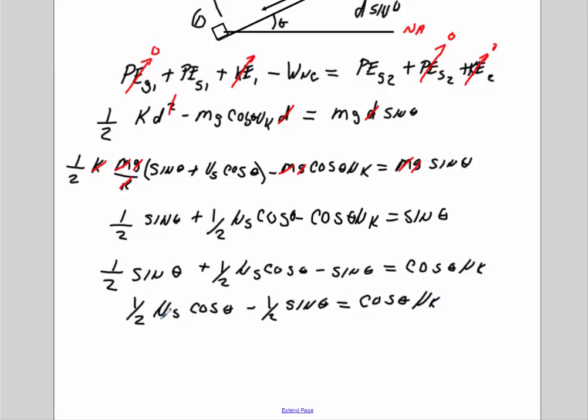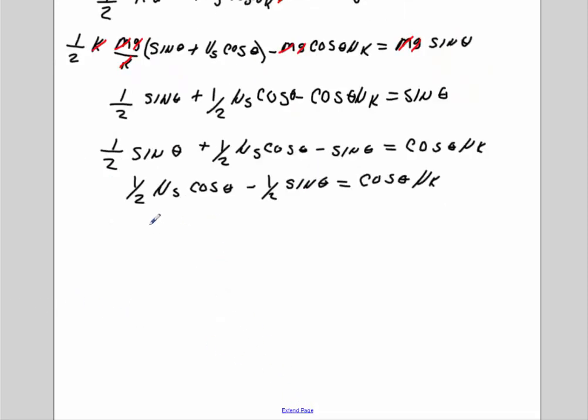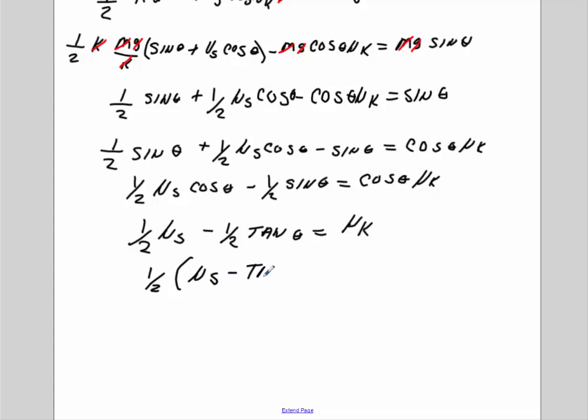At this point, we're going to divide everything by the cosine of theta. And when I do that, look what happens here. I get 1/2 mu of s minus 1/2 the tangent of theta is equal to mu of k. We'll pull the 1/2 out, and we will get mu of s minus tangent of theta is equal to mu of k.